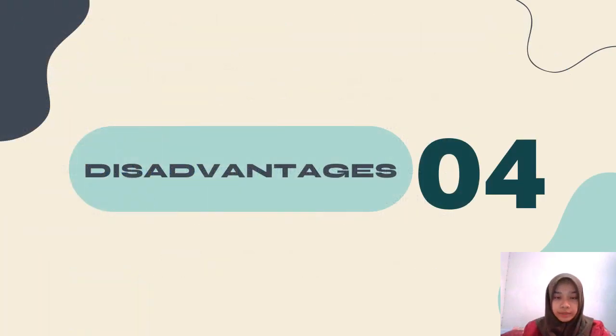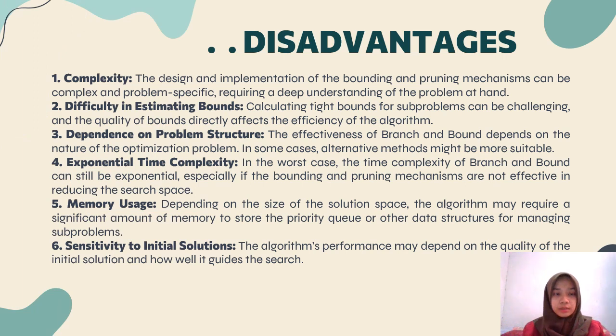Four, the disadvantage. First, complexity. The design and implementation of the bounding and pruning mechanisms can be complex and problem-specific, requiring a deep understanding of the problem at hand. Second, difficulty in estimating bounds. Calculating tight bounds for subproblems can be challenging, and the quality of bounds directly affects the efficiency of the algorithm.